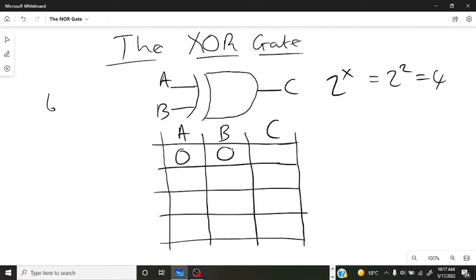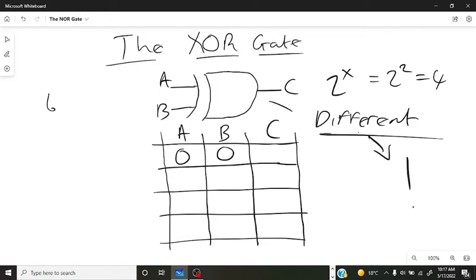What do you think the output will be on C? That's quite easy. For exclusive OR, it obeys just one rule. The inputs should always be different. That's all. That's the only rule on the exclusive OR gate. When the inputs are different, it will give you an output of 1. That's all to it. When the inputs are the same, it will give an output of 0.